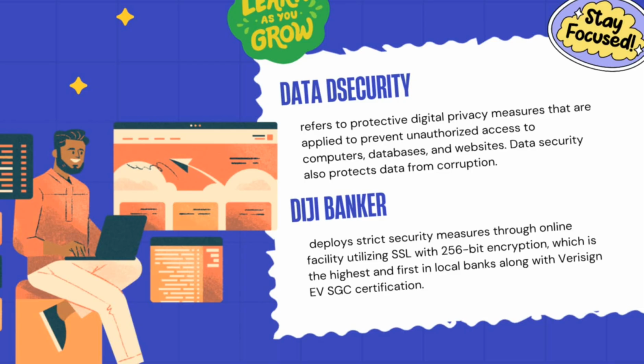Next is data security. So what is data security? When we say data security, it refers to protective digital privacy measures that are applied to prevent unauthorized access to computers. An example for this is using passwords and firewalls to protect a computer from viruses or any unauthorized access from, for example, some hacker.